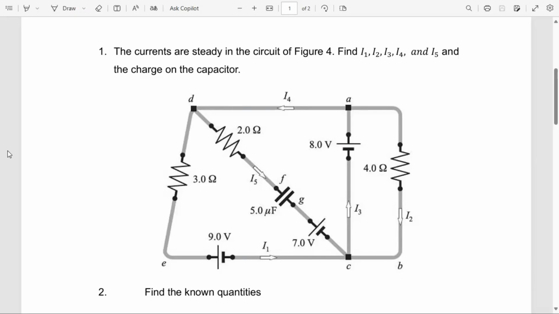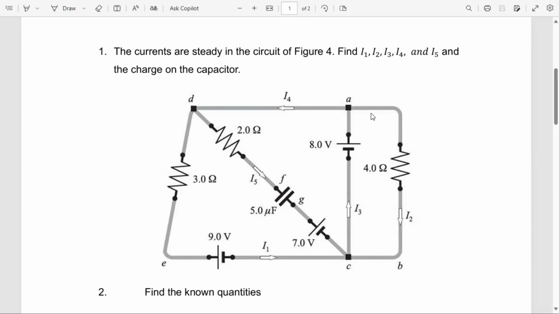Okay, so welcome everyone to this video where we continue looking at questions on Kirchhoff's laws on electric circuits. We have question 1, which says the currents are steady in the circuit of figure 4. Find currents 1, 2, 3, 4, and 5, and the charge on the capacitor.